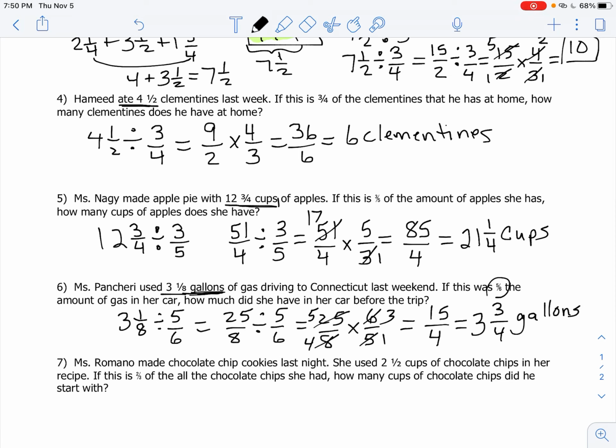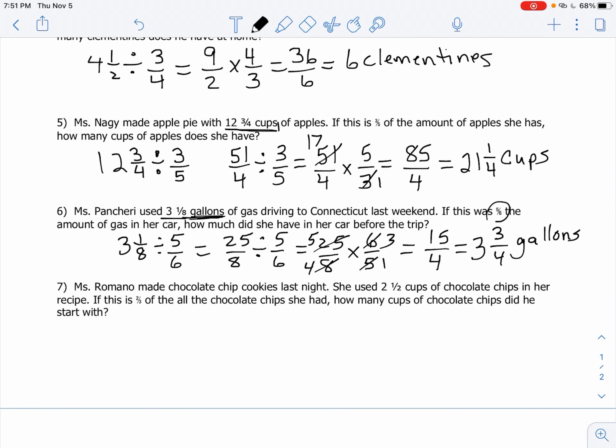All right, number 7, Miss Romano made chocolate chip cookies last night. She used 2 1/2 cups of chocolate chips in her recipe. If this is 2/3 of all of the chocolate chips she had, how many cups of chocolate chips did she start with? So we're going to take the amount that she used, that's 2 1/2 cups, divide it by 2/3.